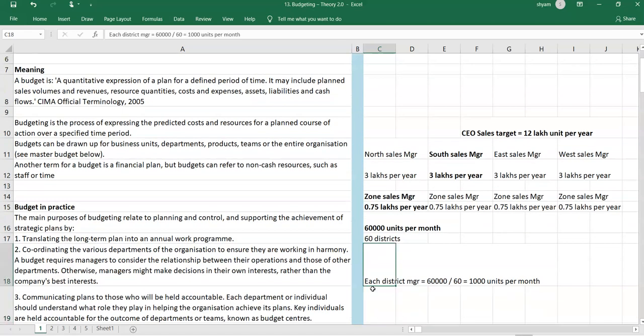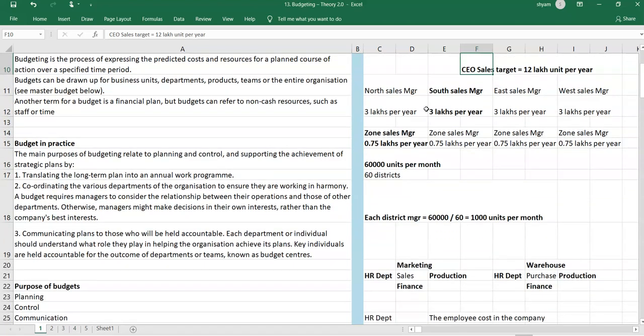Look at how it falls into lower levels. Each district manager has to keep on selling just 1,000 units per month. And what is the responsibility? Whether these district managers are selling or not, the zone manager will keep track of it. Whether the zone manager is working or not, the south sales manager will keep track of it. Whether the south sales manager is selling or not, the CEO will keep track of it. So this is how a lengthy, long-term budget is broken into smaller parts.